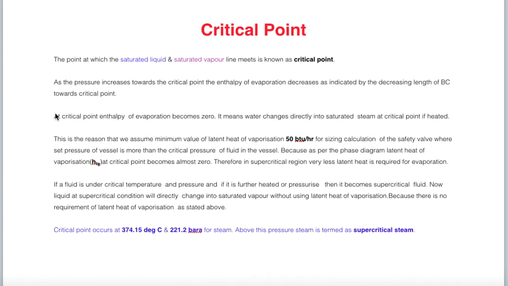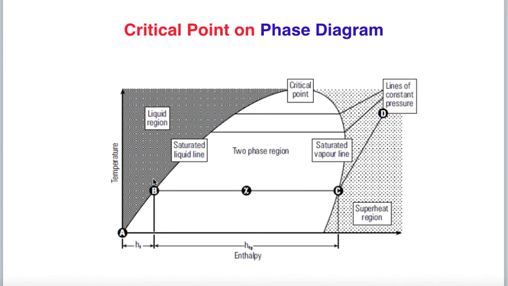Now, as the pressure increases toward the critical point, the enthalpy of evaporation decreases, as indicated by the decreasing length of BC toward the critical point. You see in this figure, this region is the two-phase region, this is the liquid phase region and this is the superheated region. So this BC length indicates the enthalpy of evaporation or latent heat of vaporization. If the pressure is increasing, the length from here to here is decreasing towards the critical point. That means the enthalpy of evaporation is decreasing at higher pressure.